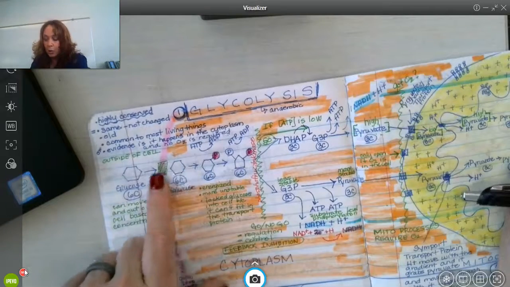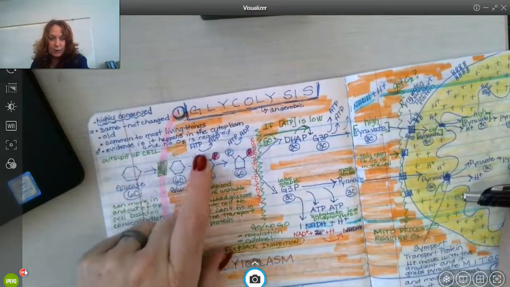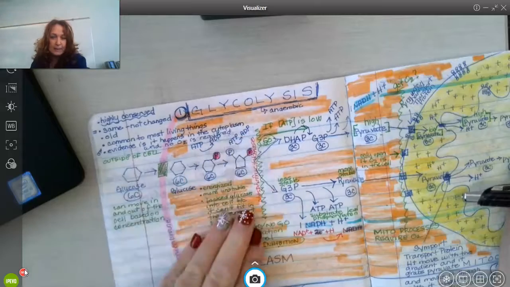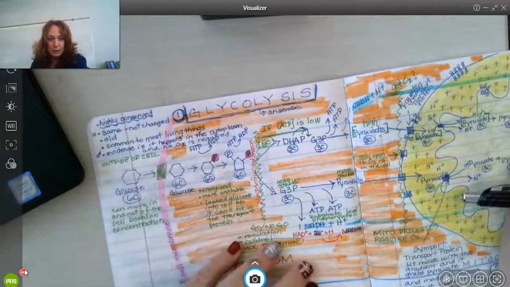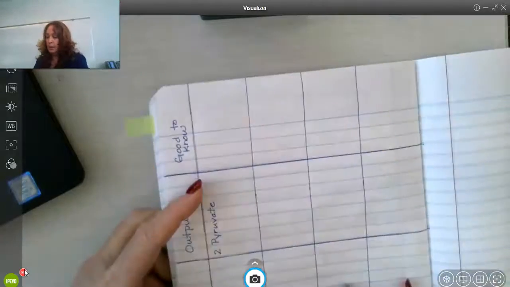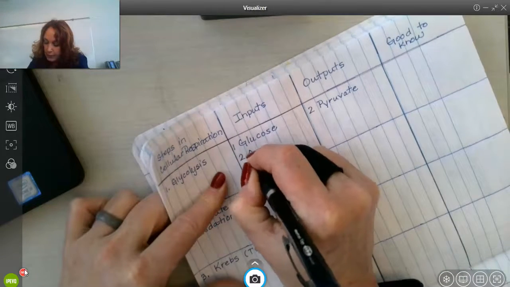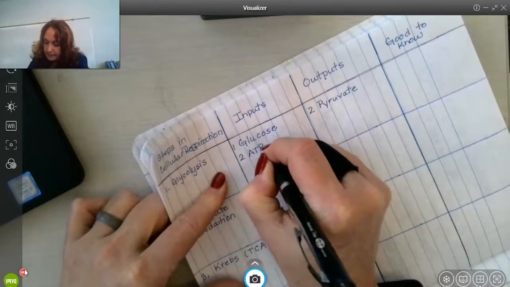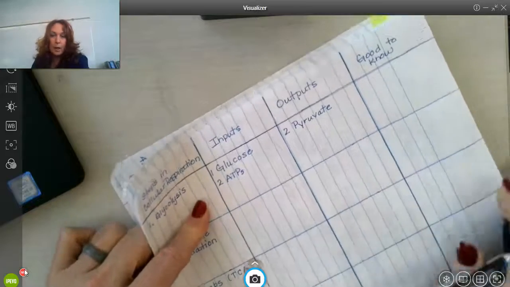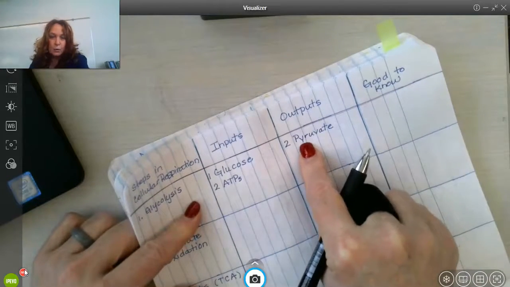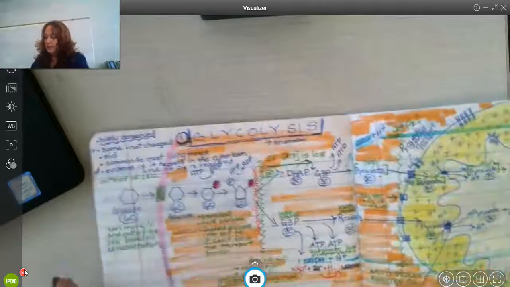So besides needing glucose, I need 2 ATPs as an input. I have to use them in glycolysis. So I have to use 2 ATPs. Overall, when you're through with glycolysis, you have 2 pyruvate.